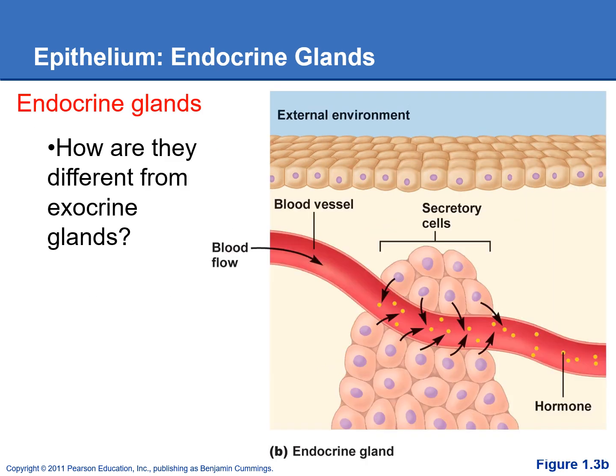Endocrine glands, also made from epithelial cells. Endo means within or inside, and crine means to secrete. Okay, and if you look at an endocrine gland, what's different? How is this different from an exocrine gland? So here's our endocrine gland here. So one big difference is you don't see a duct, right? So no duct.